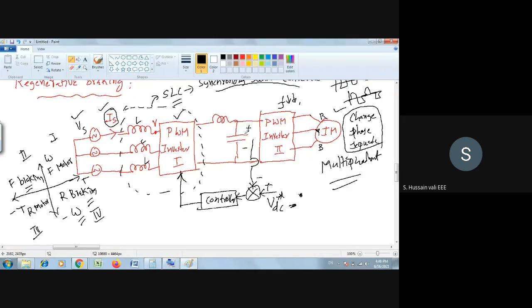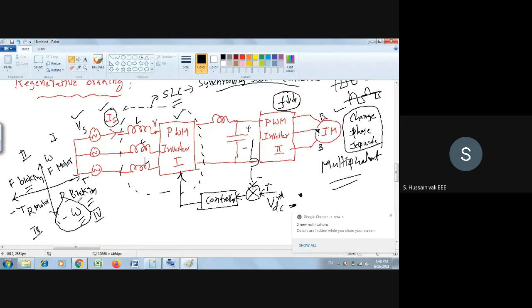In the second quadrant, what you do is you reduce the frequency, so that the slip becomes negative, power becomes negative. So the power flows from the induction motor to the source. This happens. Now third and fourth quadrants, before you go to the third and fourth quadrants, what is the situation you find in the third and fourth quadrants?